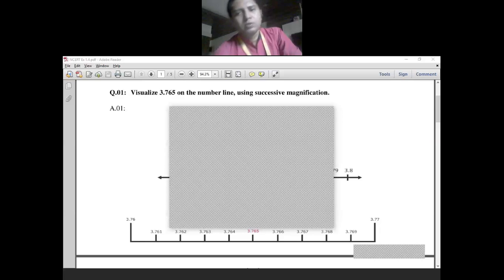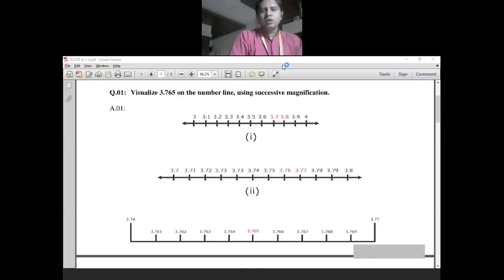Hello everyone. Today we'll talk about NCERT Solution of exercise 1.2, 1.5 and 1.6. Exercise 1.5 is a simple exercise of successive magnification method in which we magnify the number line in between two numbers to represent the numbers up to 4 or 5 decimal places.